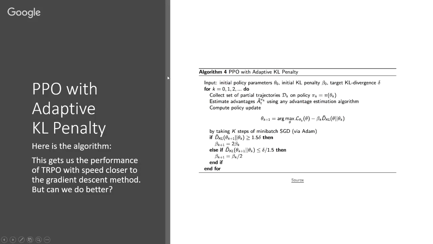Here is the algorithm. This is the performance of TRPO at speed closer to the gradient descent method. Can we do better? As you can see, we initialize the policy parameters, initial KL penalty, and target KL divergence. And then for k equals 0, we collect a set of partial trajectories of the policy. We estimate the advantage using the advantage estimation algorithm. We compute the policy update by taking K steps of mini-batch SGD via Adam, and then we go through the following.